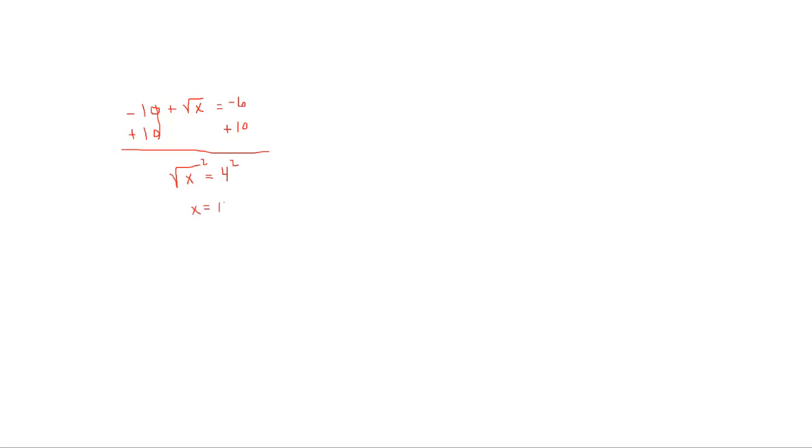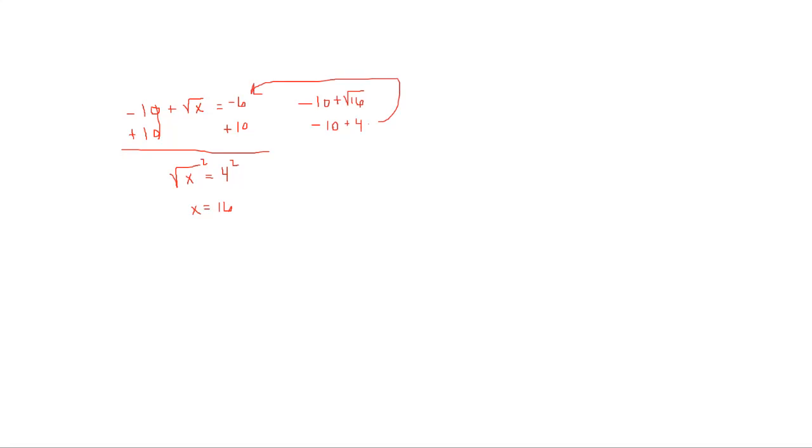That is the solution. Let's check it and see if we're correct. Remember, the original said that we had negative 10 plus the square root of x, and we figured out that x is 16. So that's going to be the square root of 16, and we know that the square root of 16 is actually positive 4. Negative 10 plus 4 is negative 6, and that's what they said in the very beginning. So that did check.